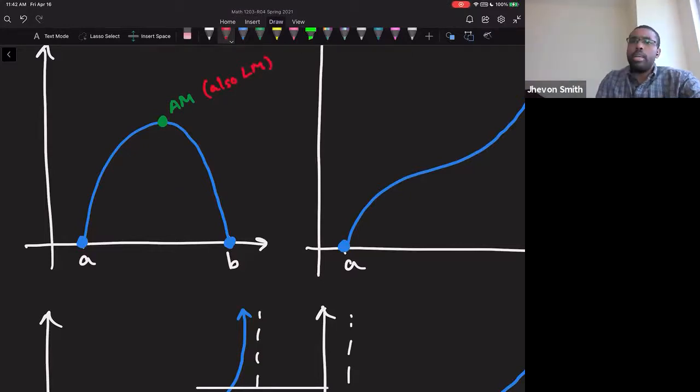Now it turns out that an absolute max or an absolute min is automatically a local max or local min, because if they are the biggest guy in the entire interval, then for sure they're also the biggest guy in their small neighborhood. So the absolute max or min would kind of supersede the local max or min. If something is both, you kind of call it the absolute version, because the local version is actually implied.